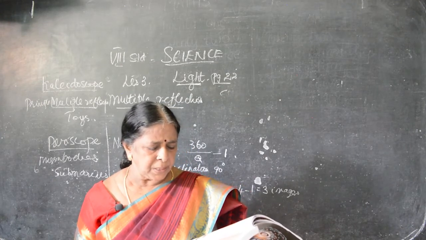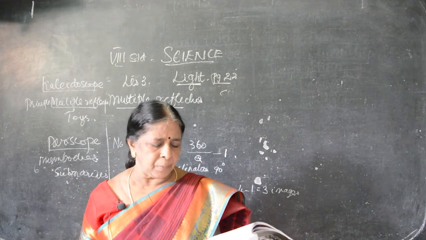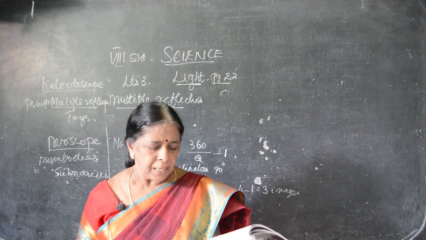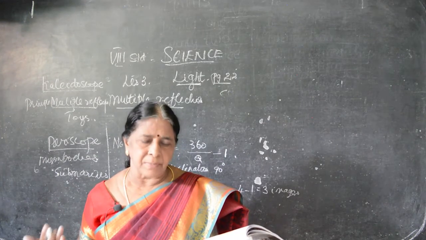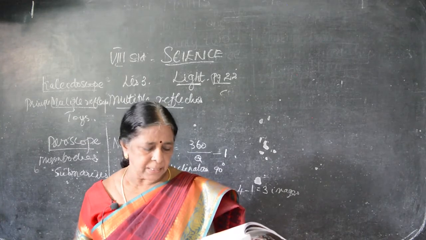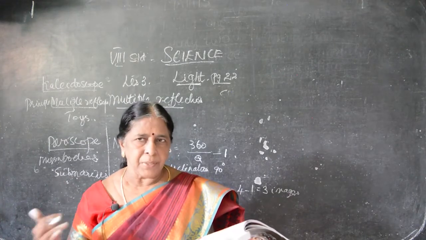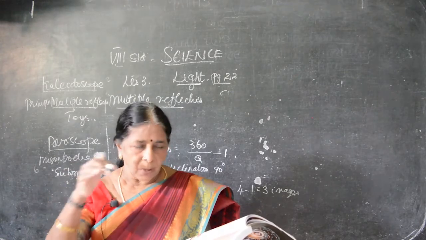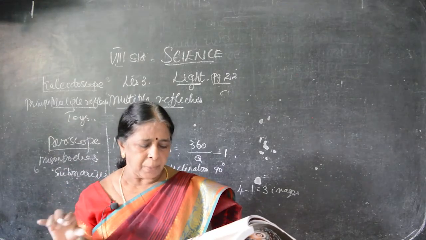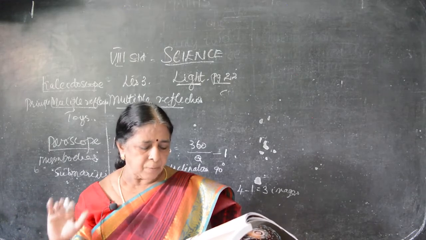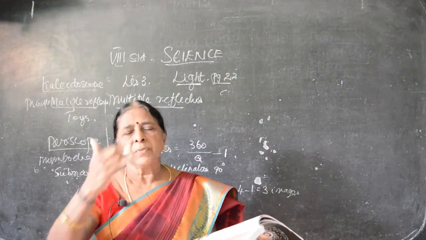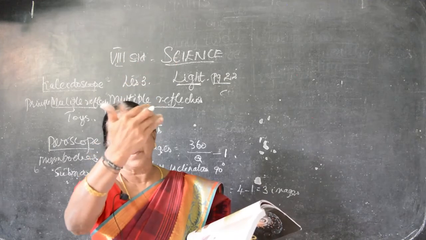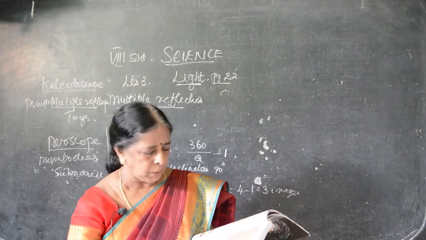So how can we view the object? The light coming from the distant body falls on the mirror at the top end of the periscope and gets reflected vertically downward. The light is reflected in 3 steps. One is light coming from the distant body falls on the mirror at the top end of the periscope and gets reflected vertically downward. That is, the light coming from above will be reflected down.